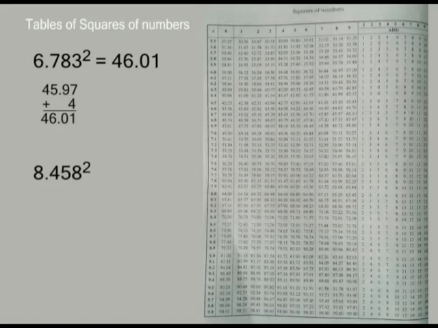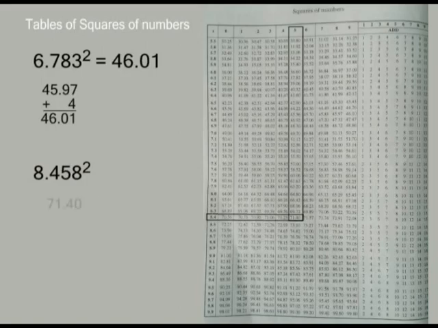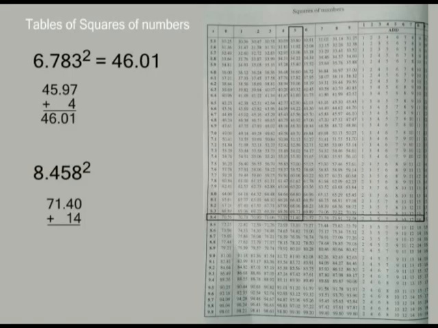Next example, 8.458 squared. First decimal place is 8.4, so we are here. Next is 5. The column of 5 and the row of 8.4 coincide here. We read this number. It's 71.40. The last columns for adding. The column of 8 coincides with our row here, and the number is 14. We add to 71.40 and we get 71.54. So 8.458 squared is equal to 71.54.